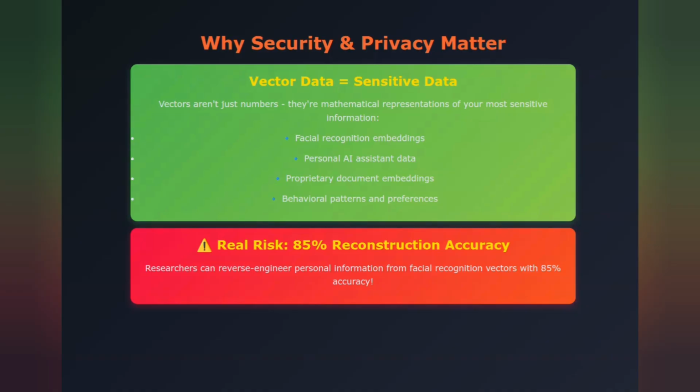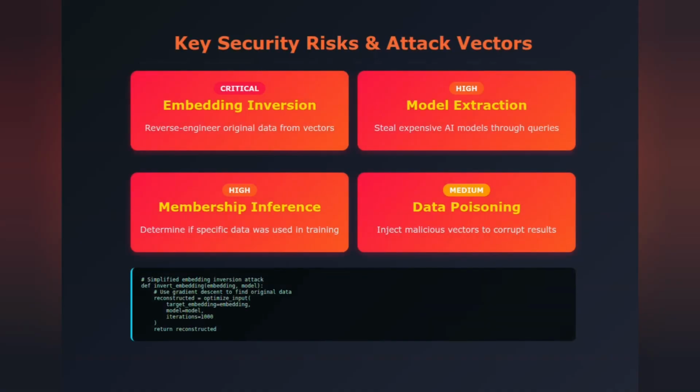Here's a scary example. Researchers recently showed that you can reverse engineer personal information from facial recognition vectors with 85% accuracy. That vector representing your face, it might as well be your photo. The stakes are high. A single breach could expose millions of users' biometric data, proprietary AI models worth millions, or sensitive business intelligence. And unlike traditional databases where you can encrypt individual fields, vector data presents unique challenges that require specialized approaches.